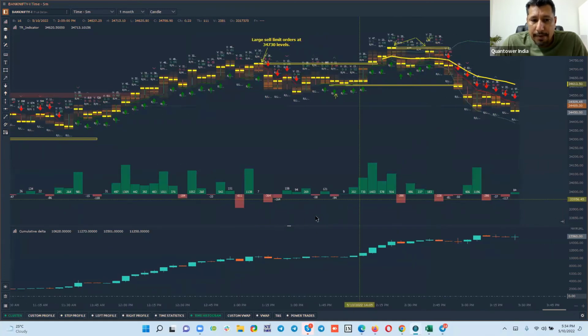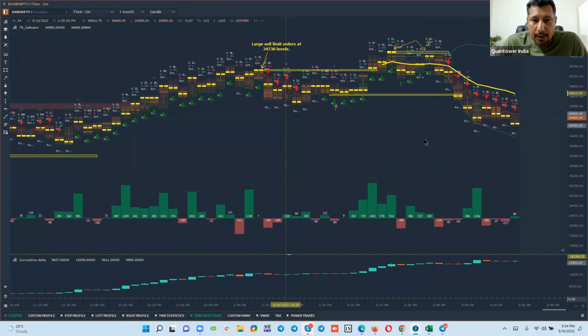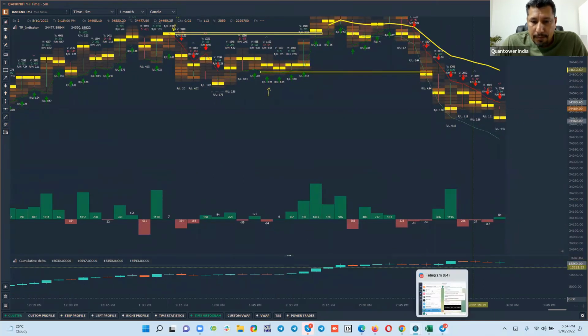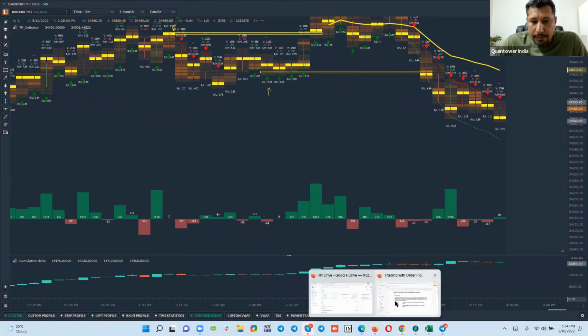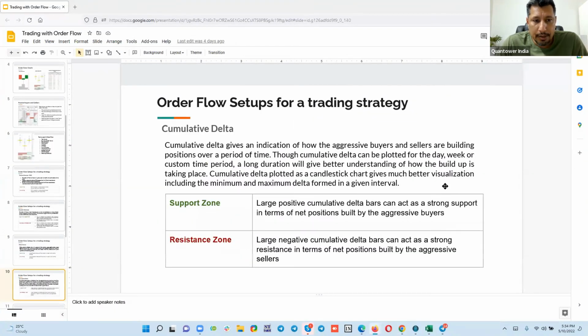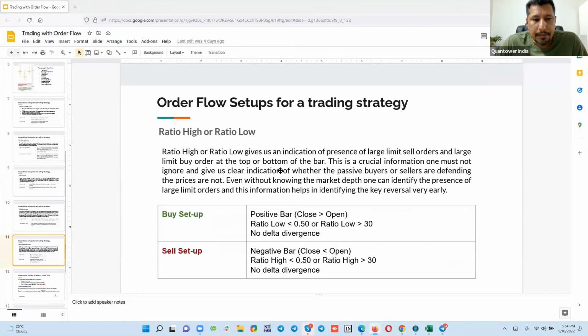Okay, so the next concept that we will discuss is about ratio high and low, which is very, very important information that you need to look at. So for ratio high, you have to look at a buy setup, a positive bar. A positive bar is nothing but close greater than open. Ratio should be either below 0.50 or above 30. And ideally, on that particular bar, there should not be delta divergence.